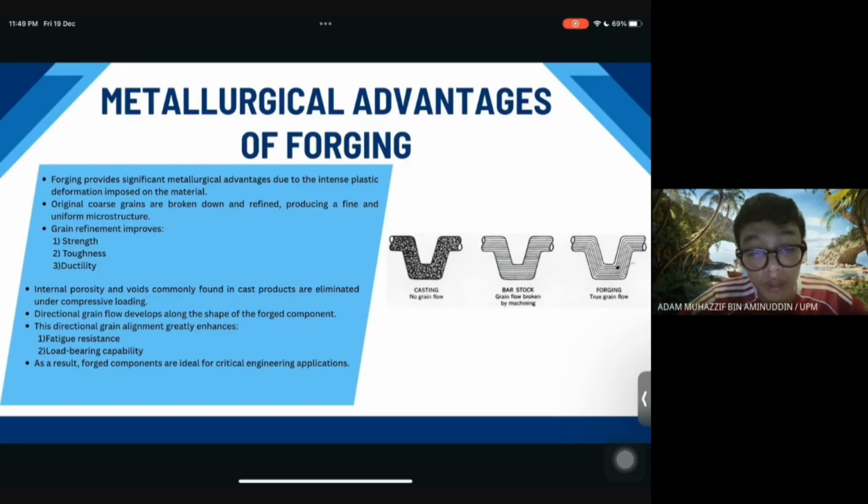Another key advantage is directional grain flow. During forging, the grains flow along the shape of the component rather than being randomly oriented. This grain alignment greatly enhances fatigue resistance and load bearing capability.